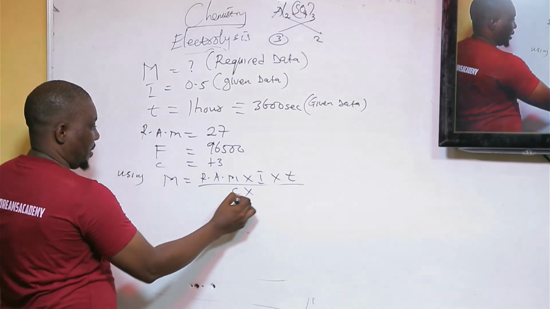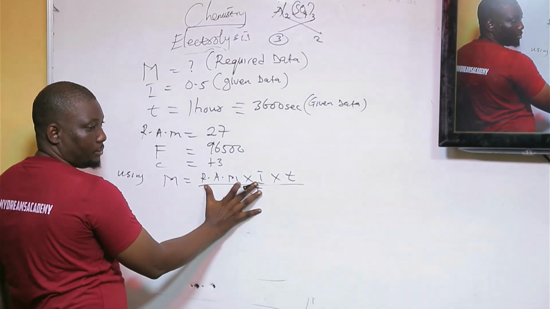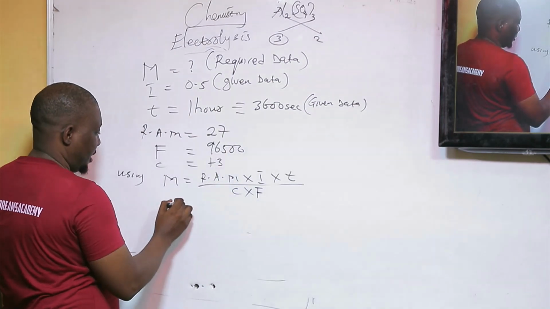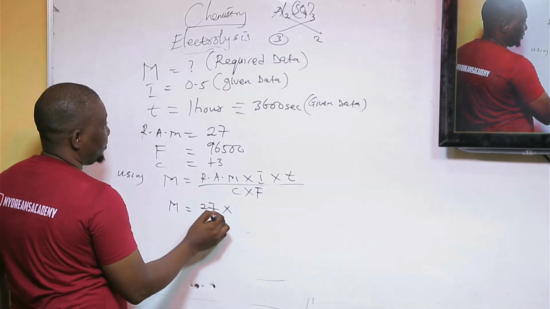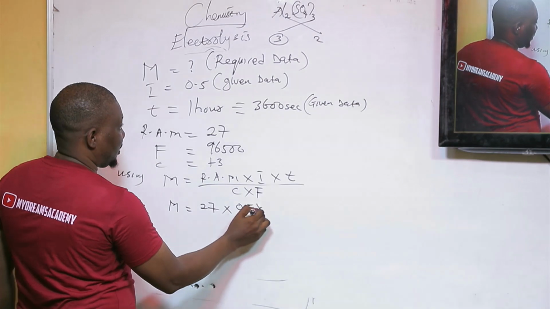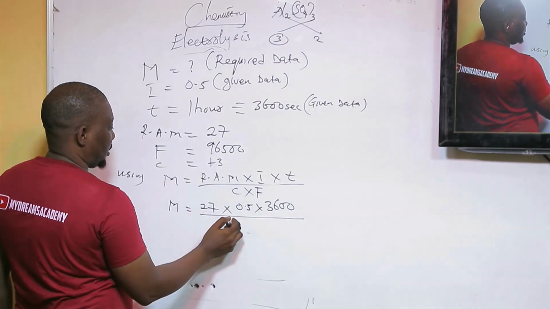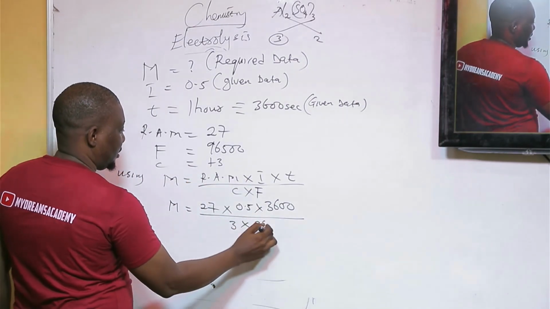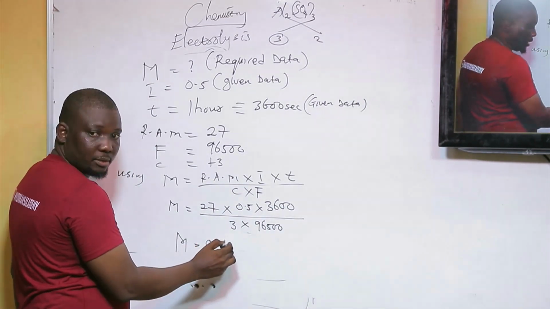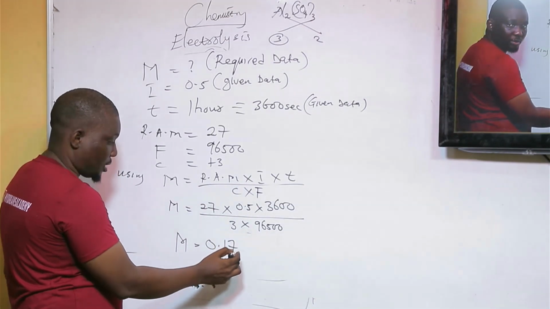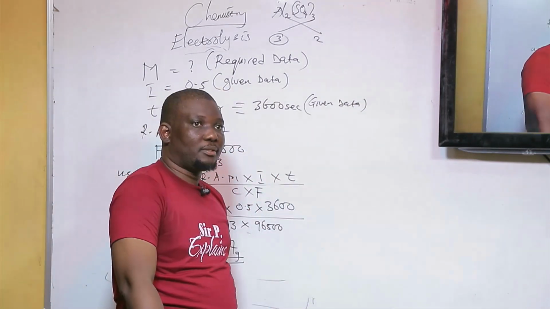So what I will do, remember times what? Faraday. What I will do is to plug in all these things here. Since I'm looking for M, I'll still say M is what? 27 times, what is my I? 0.5 times 3,600, my time, upon 3 times 96,500. Then what is my answer? 0.17 what? Gram. 0.17 gram.